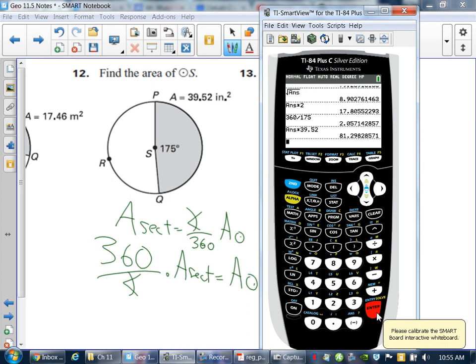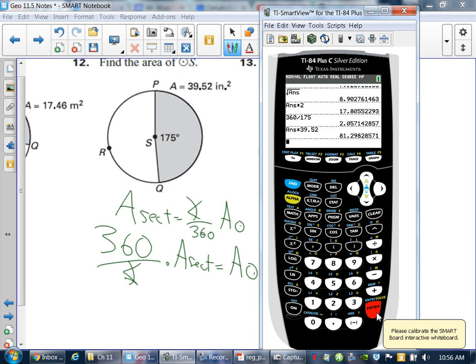What's wrong? You're staring at that like I'm crazy. I'm just confused because I'm trying to figure out what you did in the last part. Which part? When I flip this over here, 360 divided by 175. And then what did you do after that? Oh, I pressed enter.